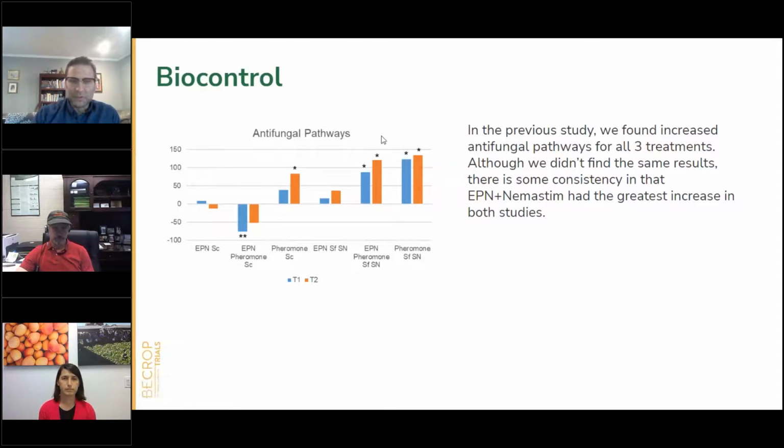We see that really the EPN with the Feltiae is kind of driving these antifungal pathways. Again, it's mostly driven by where we have the pheromone. So the pheromone is really doing something to benefit this. And we're seeing mixed results with the Carpocapsae. So we are seeing differences in what's going on with these two different pheromones and entomopathogenic nematodes.